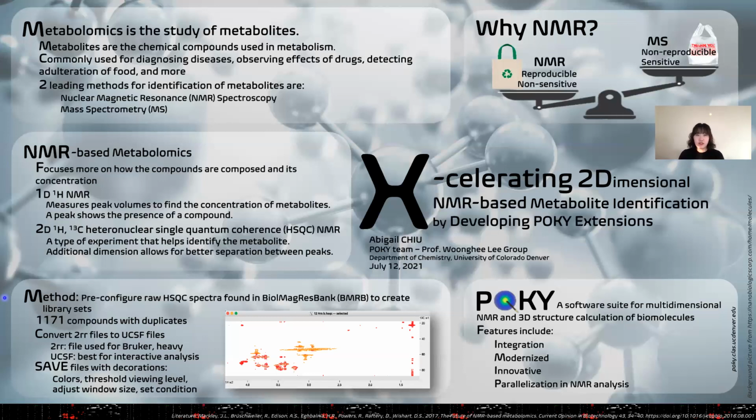I converted the 2RR files found on BMRB to UCSF. 2RR is a type of file compatible with another software program called Bruker. By converting it to UCSF, you can use it on Poky, the software I used for this project. These two files contain only the fingerprint of the compounds. I created save files that contain not only the fingerprints, but also the declarations. I divided the 1,000 plus compounds into categories and color-coded them. I also adjusted the threshold for viewing level, window size, and set the condition.